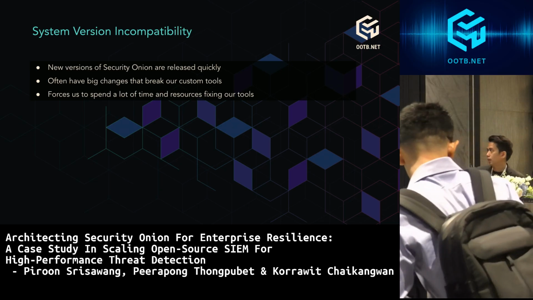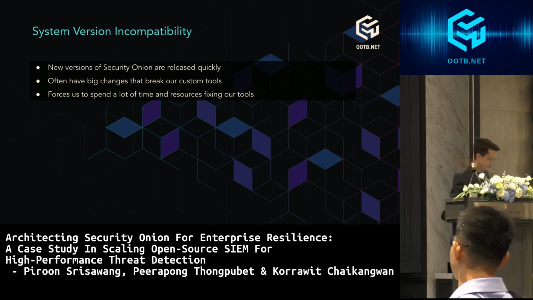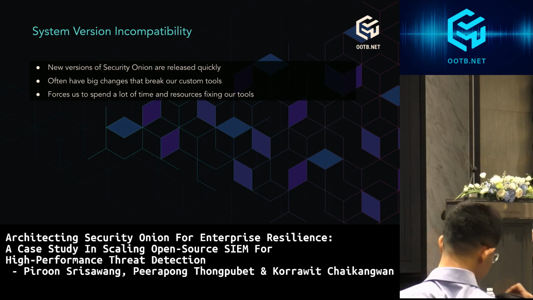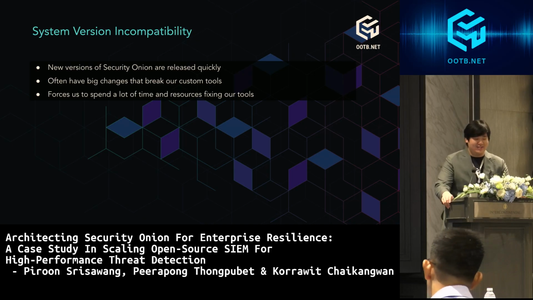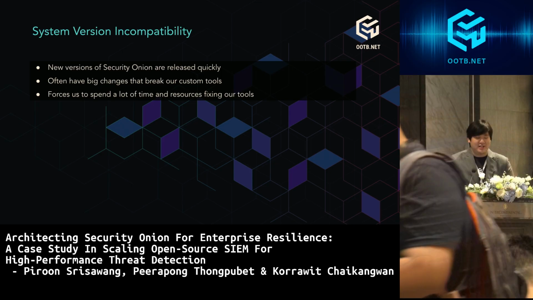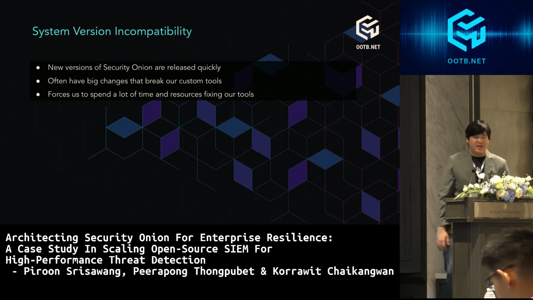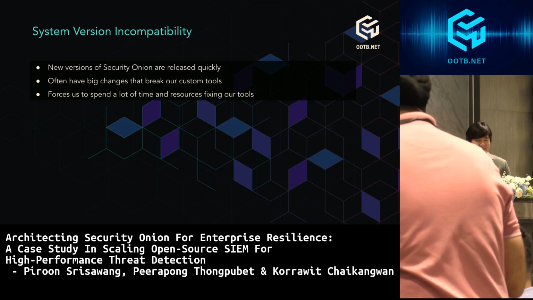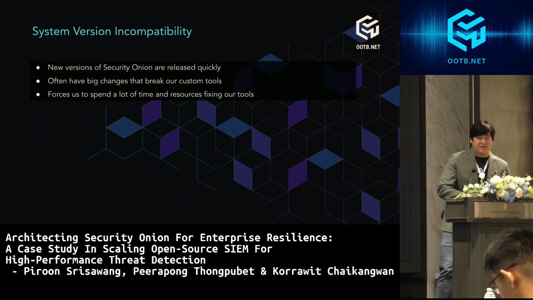Another challenge is system version incompatibility. Another big challenge we're still facing today is system version incompatibility. Security Onion moves very fast. New versions are released frequently, and those versions often bring major internal changes, new architecture, new services, sometimes even rewriting a whole subsystem. Why is this a problem for our overall implementation? It creates a constant starting over for us.